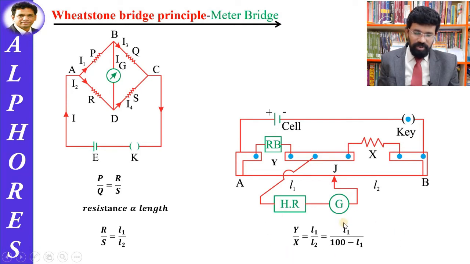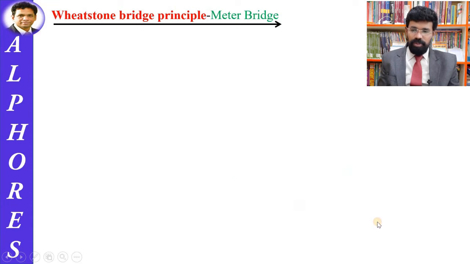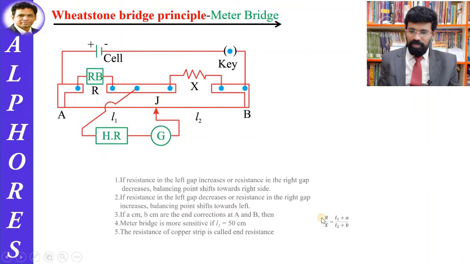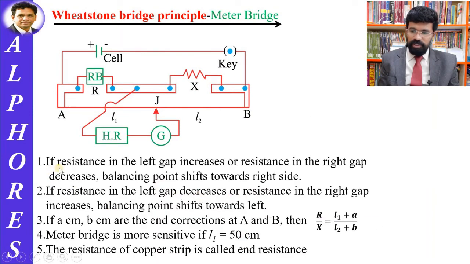And in most of the cases when we deal with the numerical problems, this is what we use: Y by X equals L1 by 100 minus L1. Okay. Now let us draw a few conclusions of meter bridge. What is the first conclusion? If resistance in the left gap increases or resistance in the right gap decreases, balancing point shifts towards right side.